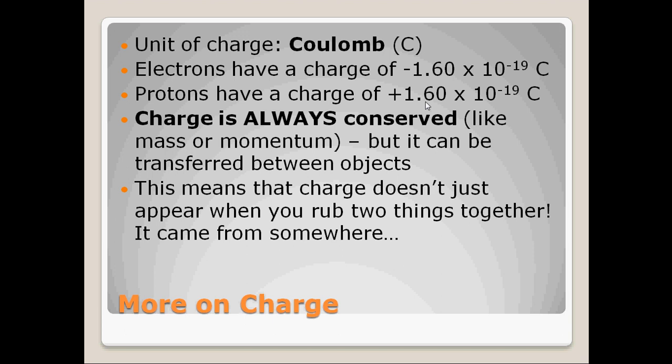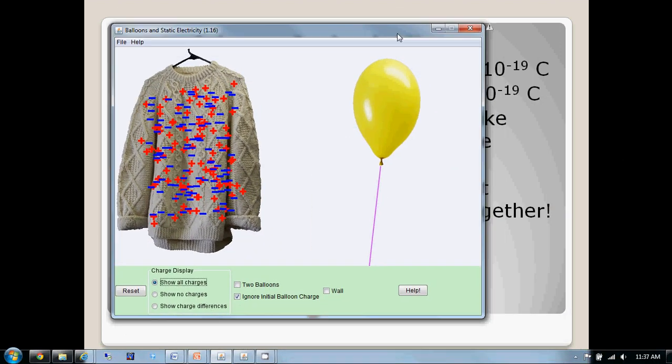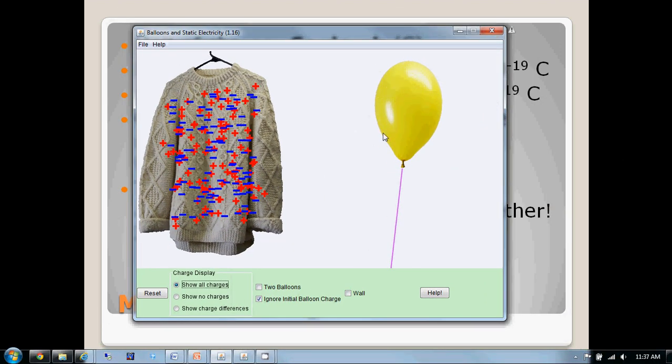So that means that when we, in our stations the other day, charged our balloons by rubbing them together, it's not like the act of rubbing the balloons together caused electrons to appear out of nowhere. What happened was there was a transfer of electrons that occurred in the process of rubbing the balloons against various objects. So just so you can see that a little bit better, we've got a nice little simulation here.